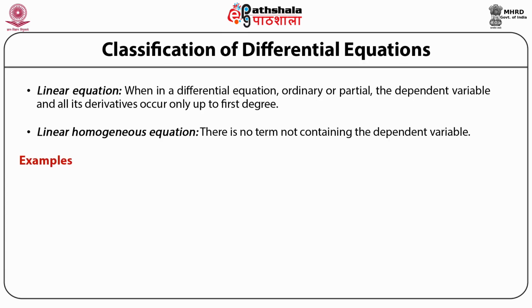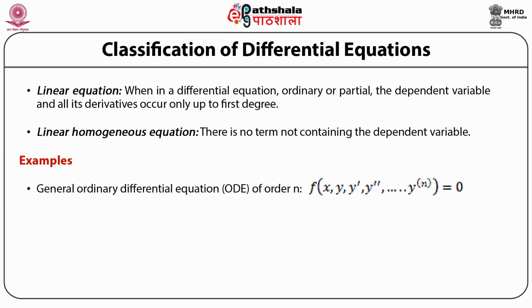Now, the examples of differential equations. First, the general ordinary differential equation of order n can be written as f of x, y, y prime, y double prime, and so on till the nth order derivative of y is equal to 0. Here, x is the independent variable, y is the dependent variable, and y prime, y double prime, and so on, till the nth order derivative of y, are the derivatives of y of order 1, 2, and so on till n respectively.